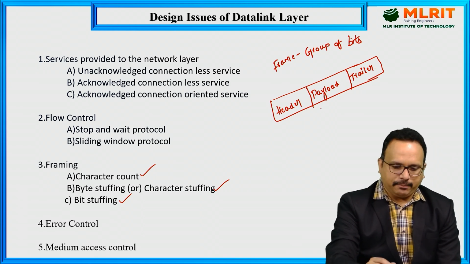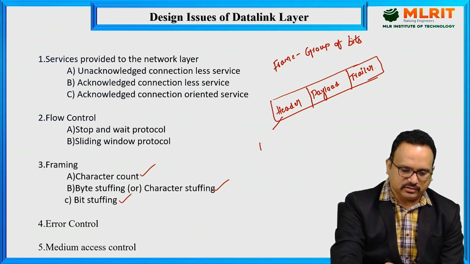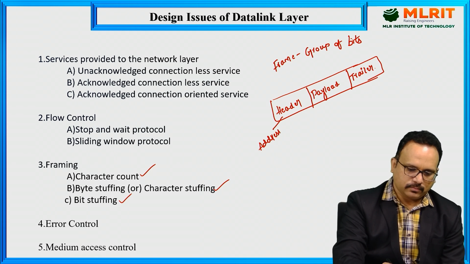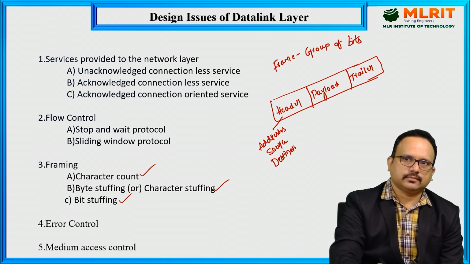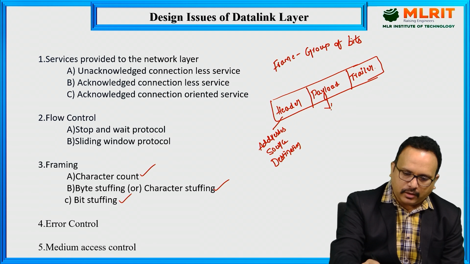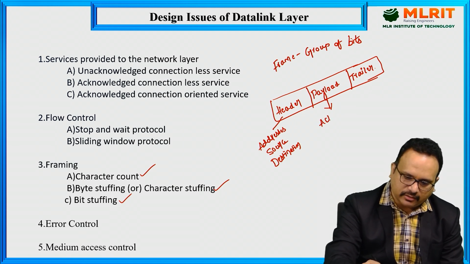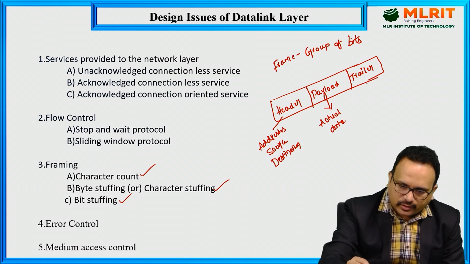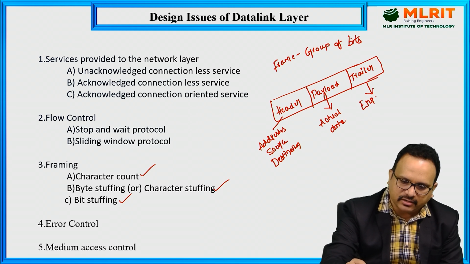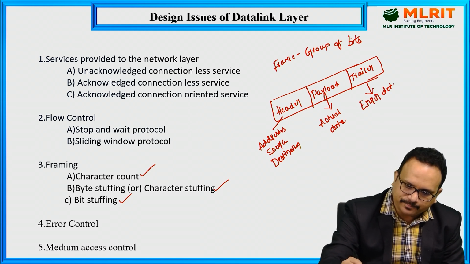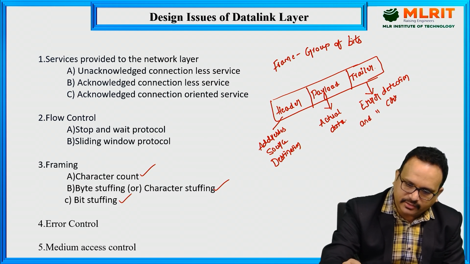What does the header part include? The header part includes the addresses, that is the source address and the destination address. What is the payload part? The payload part is nothing but the actual data. And what does the trailer part contain? The trailer part contains error detection and error correction techniques.